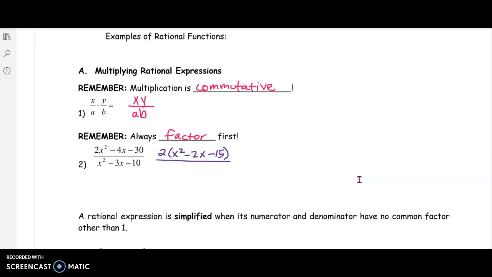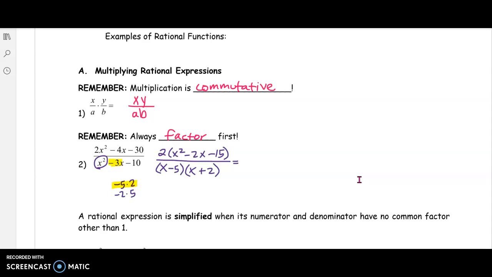Now let's factor the denominator. So x squared is x times x, and we're trying to come up with two numbers that multiply to give us the negative 10. So that could either be negative 5 times 2 or negative 2 times 5. But remember, they also have to add up to that middle number, the negative 3. So these are the two that add up to negative 3. So I'm going to plug those in at the bottom, x minus 5 and x plus 2.